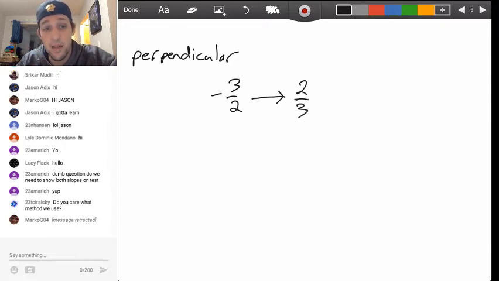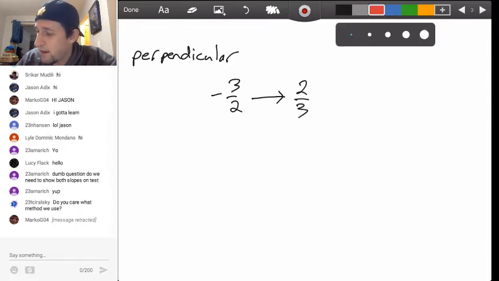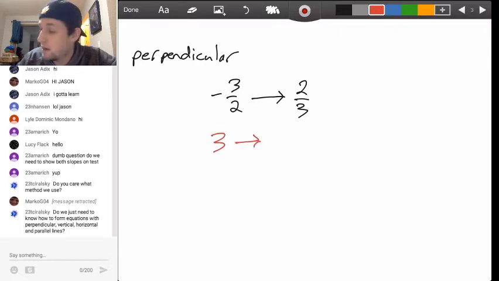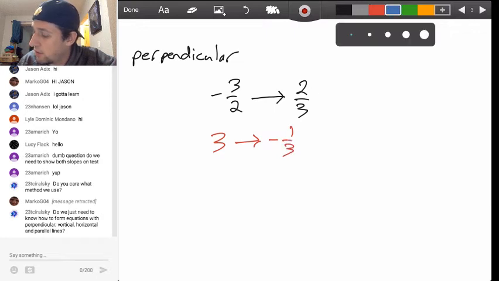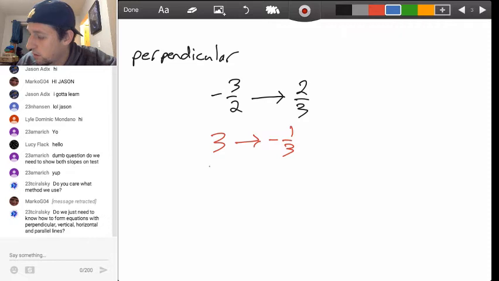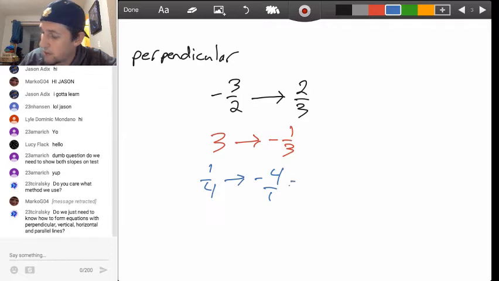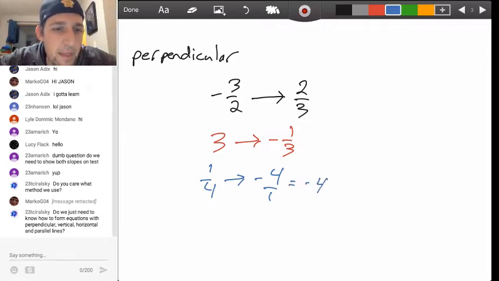I'll do a couple more just to make sure we get the idea. If I have a slope of 3, a perpendicular line would be -1/3. If I have a slope of 1/4, I would convert it to a slope of -4/1, which I would, of course, probably write as just -4. Okay, so that's perpendicular slopes.